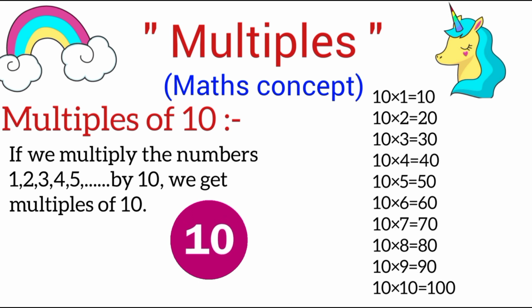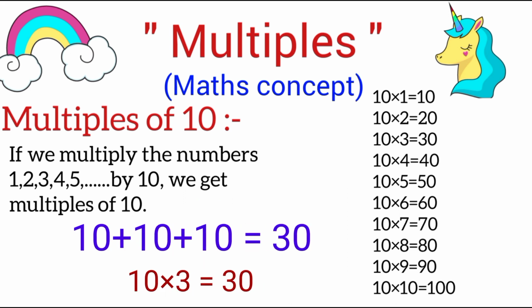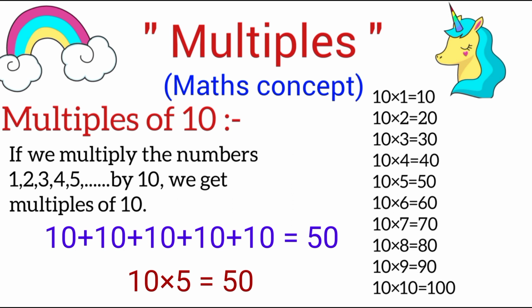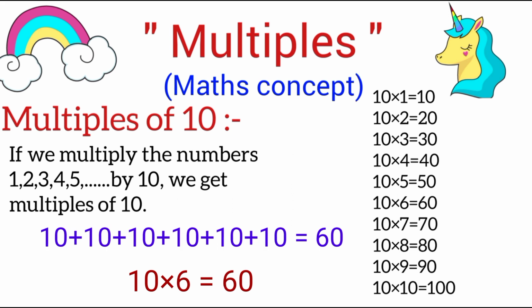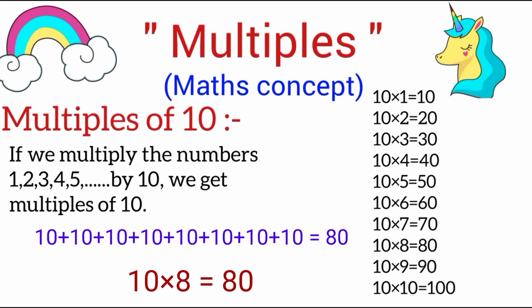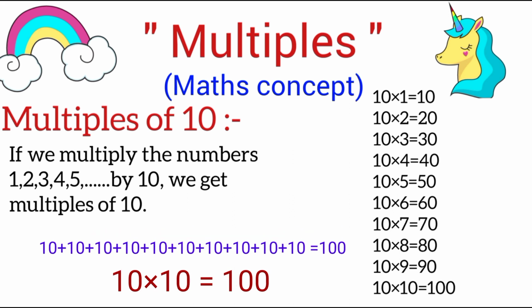Let's get started. 10 1s are 10. 10 2s are 20. 10 3s are 30. 10 4s are 40. 10 5s are 50. 10 6s are 60. 10 sevens are 70, 10 eights are 80, 10 nines are 90, 10 tens are 100.